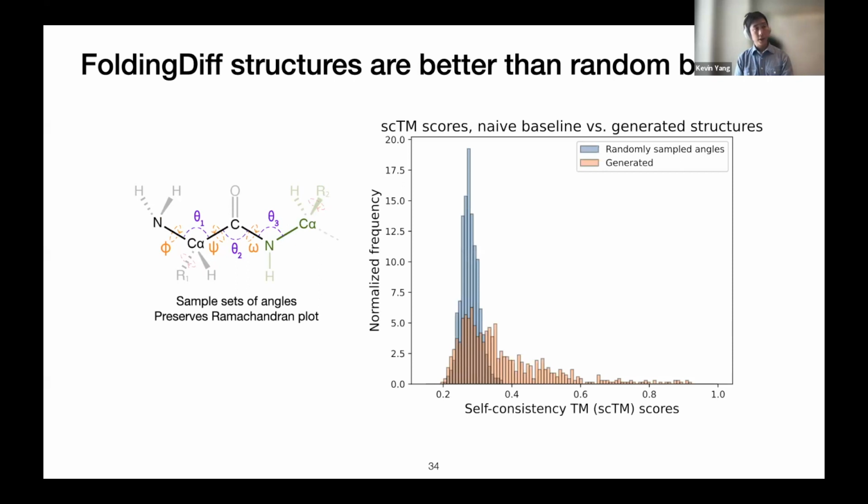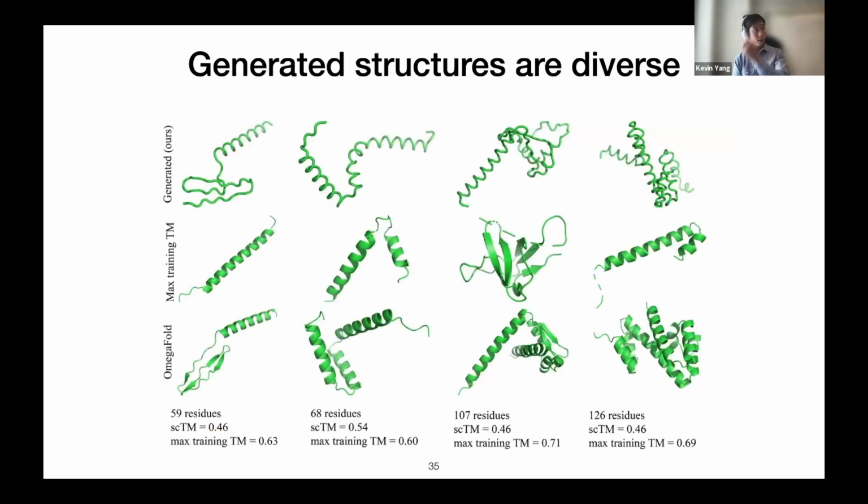So the randomly sampled angles mostly do not generate designable backbones. So we are learning higher order correlations, or distant correlations. Our structures are fairly diverse. So on top, we have our generated structures. The second row shows the closest structure in the training set. And so sometimes they're pretty similar, and sometimes they're less similar, but none of these are exactly the same.